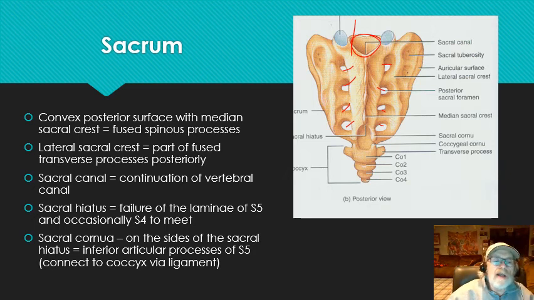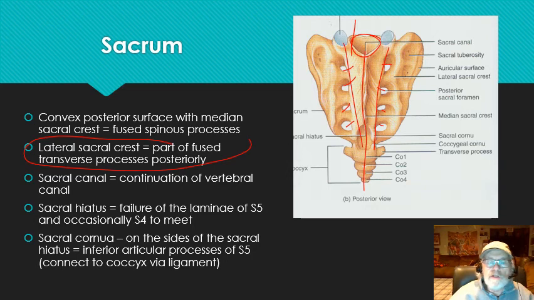They have the sacral hiatus, don't worry about that. Sacral cornua, on both sides, don't worry about that. The sacrum's not really a very interesting bone. The only thing you probably want to talk about is the sacral crest, which is basically this little bump, the area right in here where the transverse processes and the spinous processes fuse.